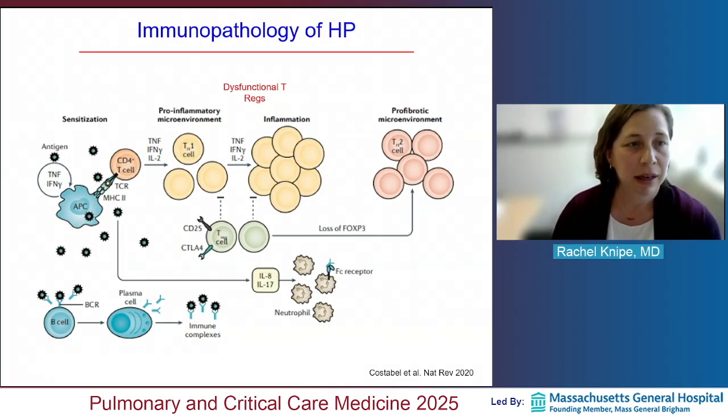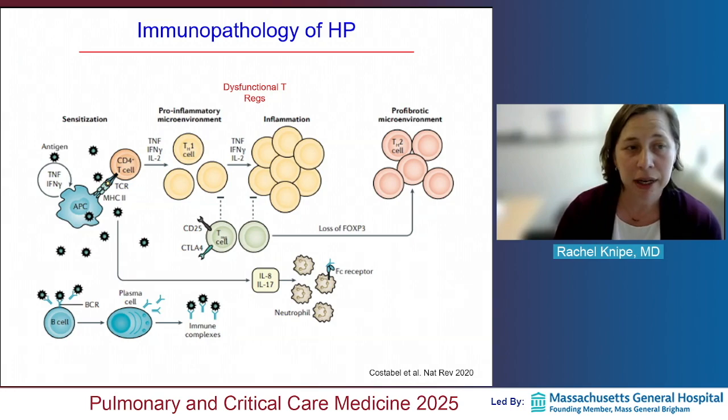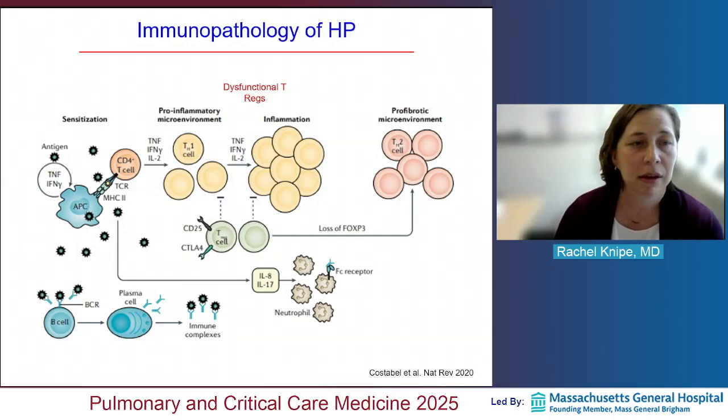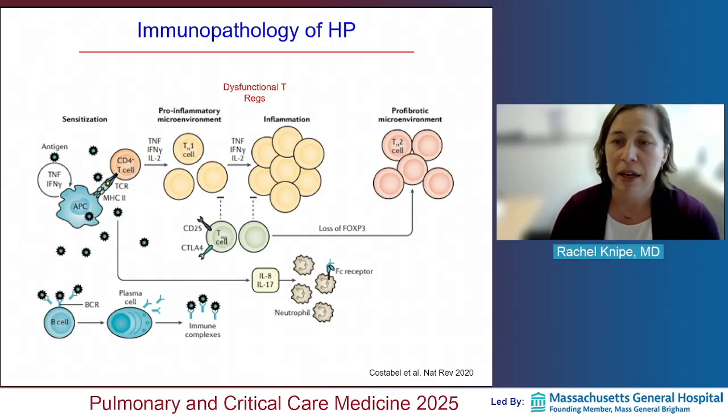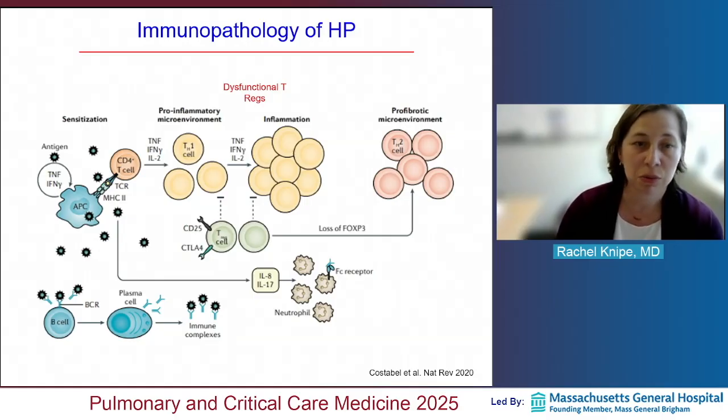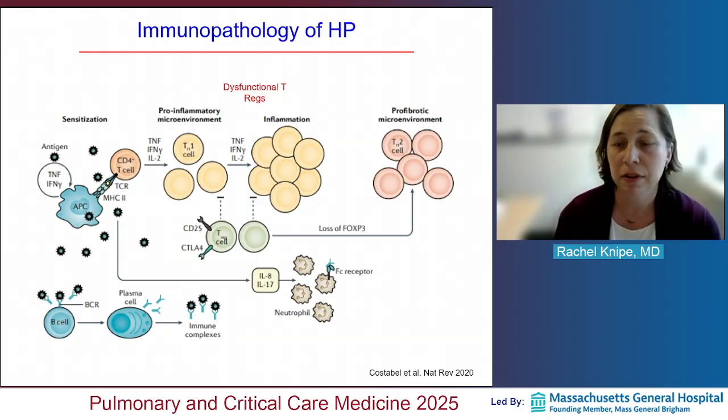So I want to briefly mention the working theory on the immunopathology of HP. Antigen-presenting cells, like macrophages and dendritic cells, encounter antigen in the air spaces or in the draining lymph nodes of the lung, and they become activated when they encounter the antigen. They in turn activate naive T cells, which multiply and secrete pro-inflammatory cytokines and amplify this immune response. Normally there are T regulatory cells which suppress the immune response and promote tolerance, and so they're really important in the development of tolerance to inhaled antigens.